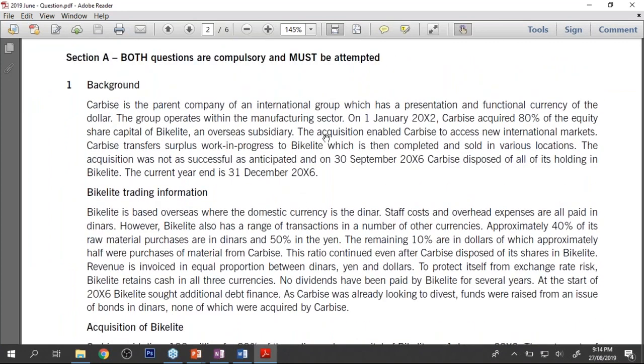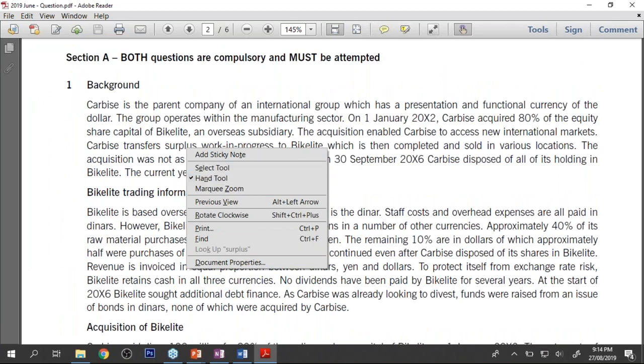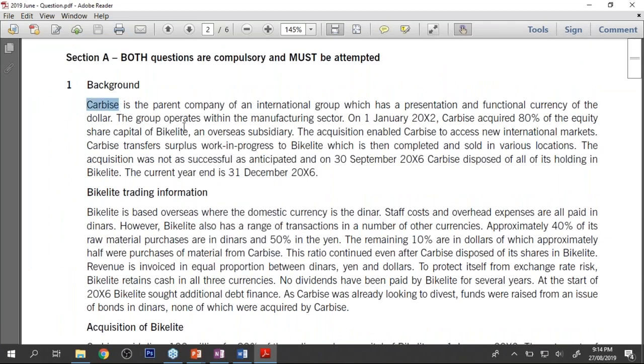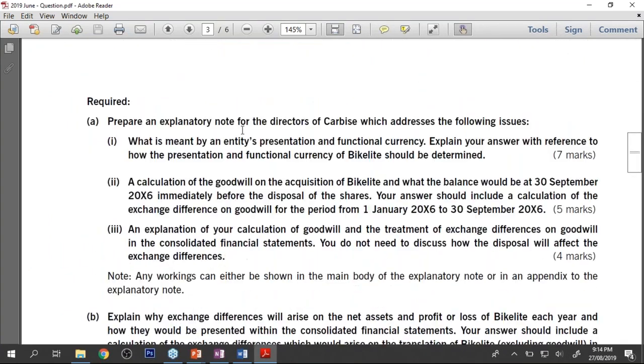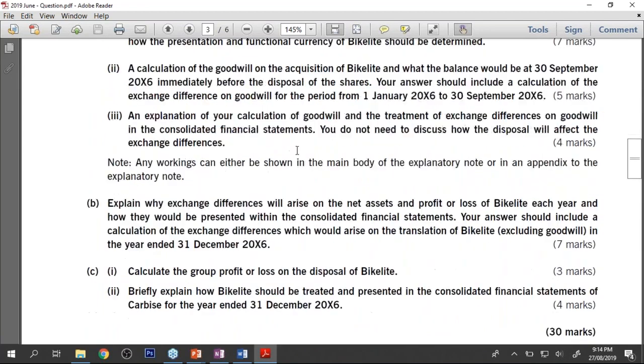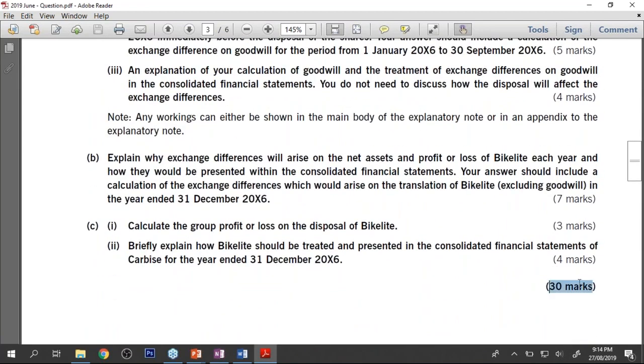Okay, so now let's start reading the question. This is the question by the name of Carbies. Let me start the question from the requirement. And surprisingly, if we see, this was a complete 30 marks question from consolidation. Normally in question one, we see a hybrid question with consolidation and the standards. But this one was a complete 30 marks consolidation question.